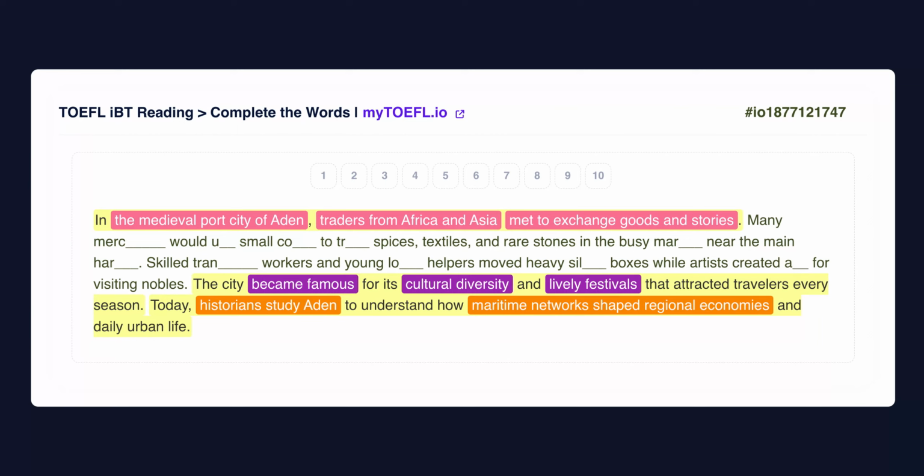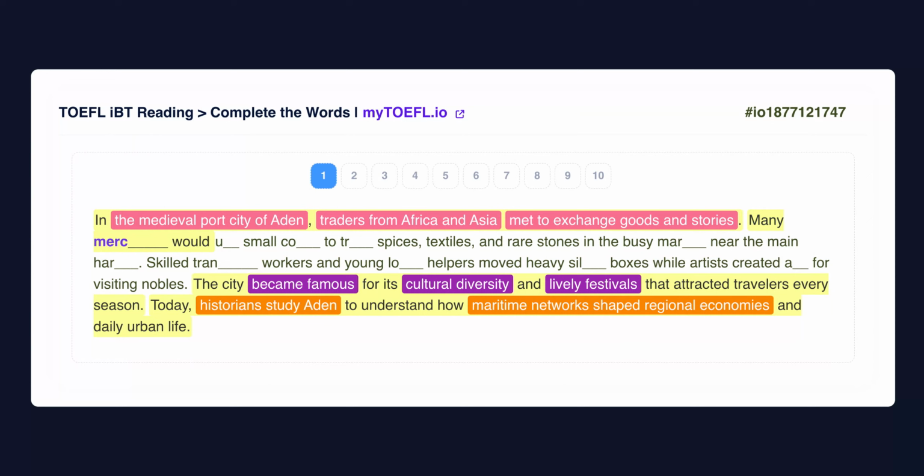All right, we have a great understanding of the paragraph's theme now. Let's go back to the second sentence and solve the first blank. We'll use all the context we've gathered about trade and port cities to find the right word. Many merc. The question provides the letters M, E, R, and C, and we need to fill in the remaining 5 blanks. The sentence talks about many people who were involved in the activities of the port.